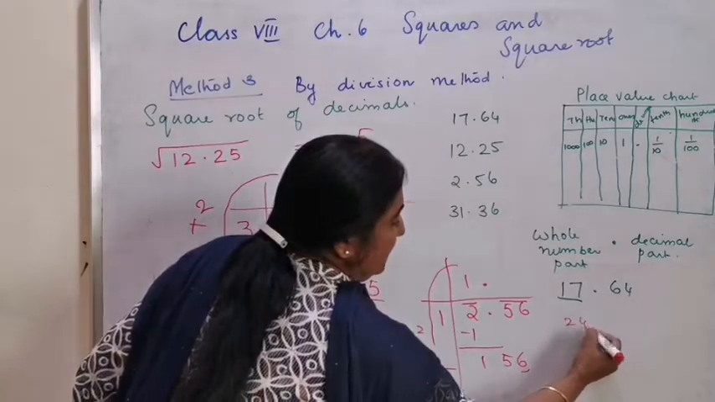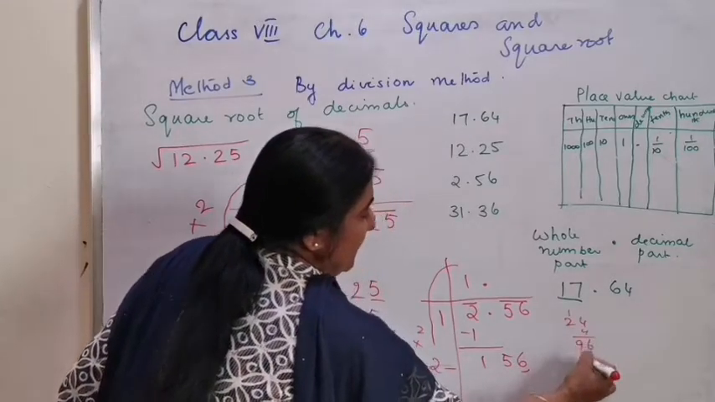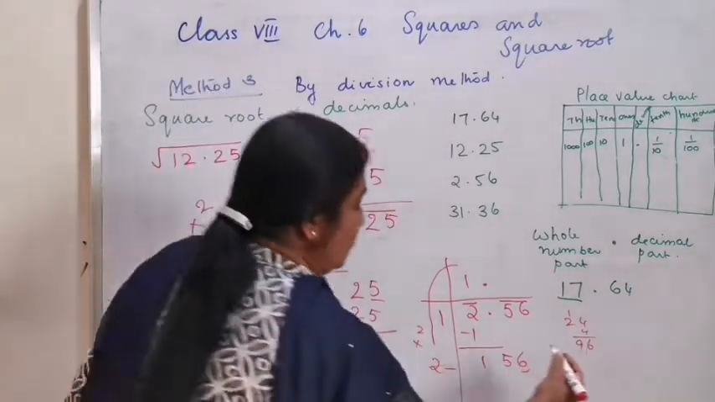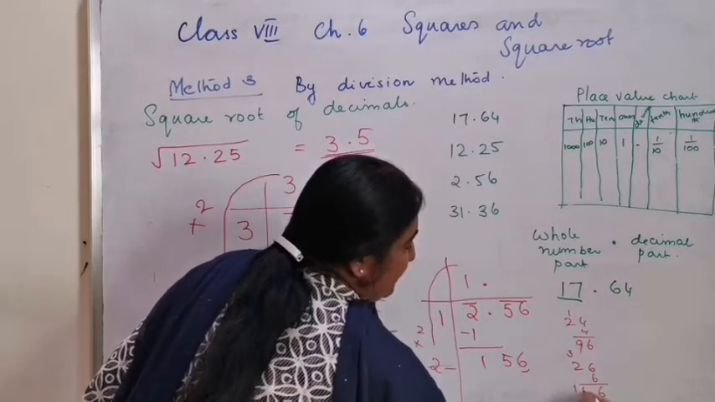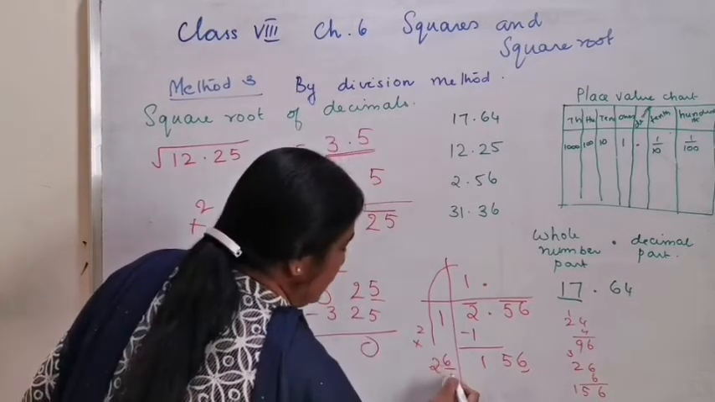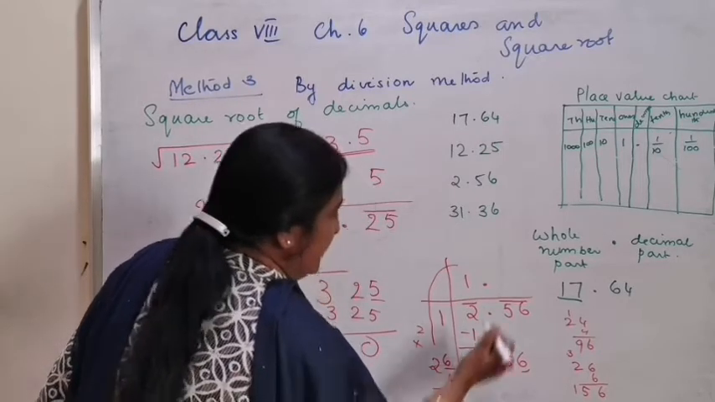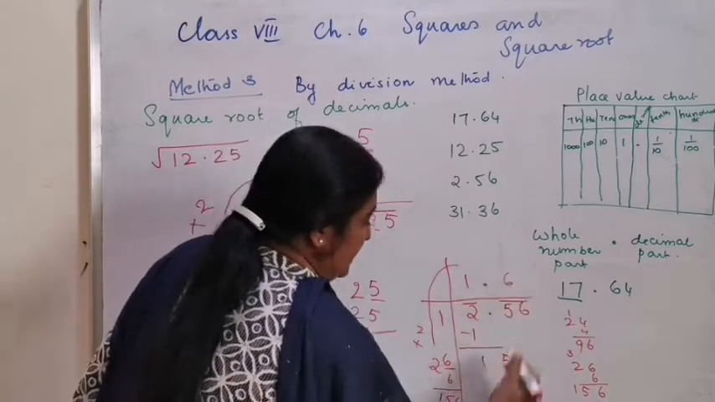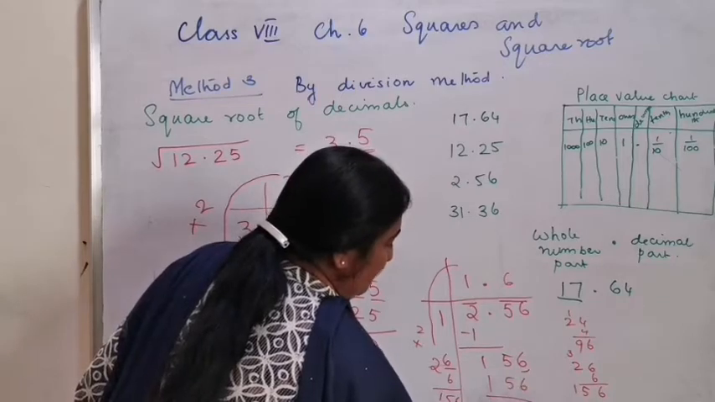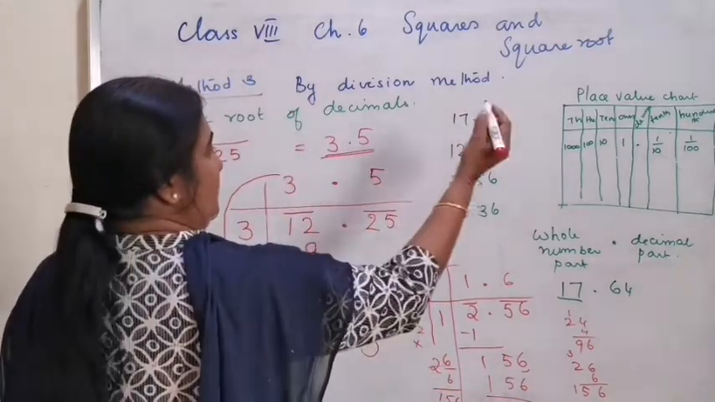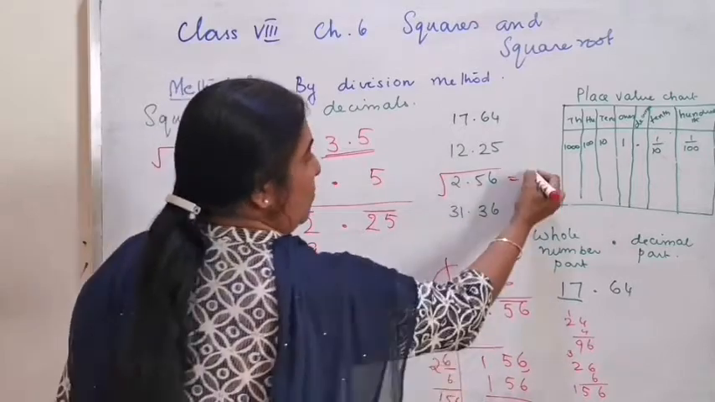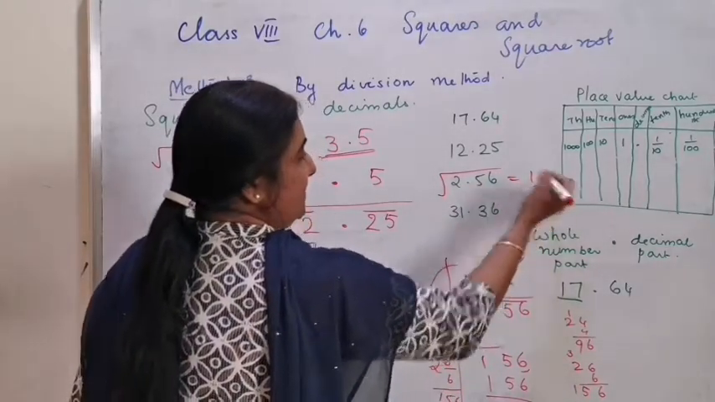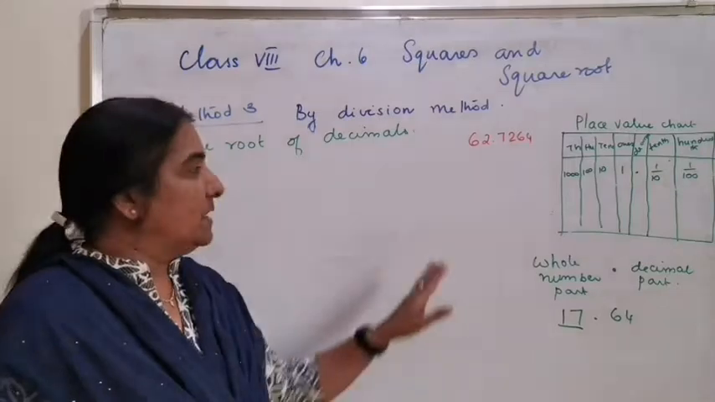Check with 24 into 4. 4 2s are 8, 96. No, it is 26 into 6. 36, 3, 15, or it is 6 into 6, 156. So the square root of 2.56 is 1.6.